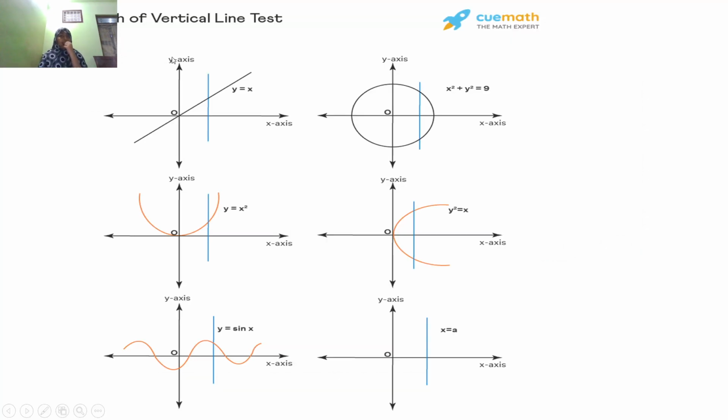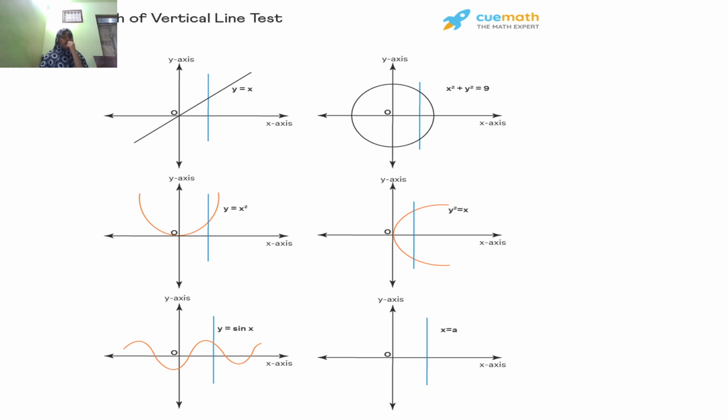See here, vertical line test. What I do, I have a graph. I will put a vertical line in that graph. I will draw vertical lines. And if that vertical line touches the graph just one time, then it is a function.